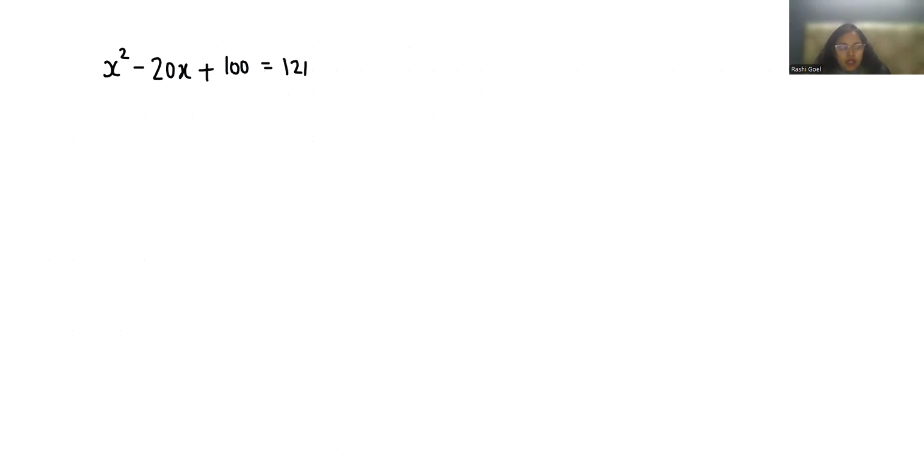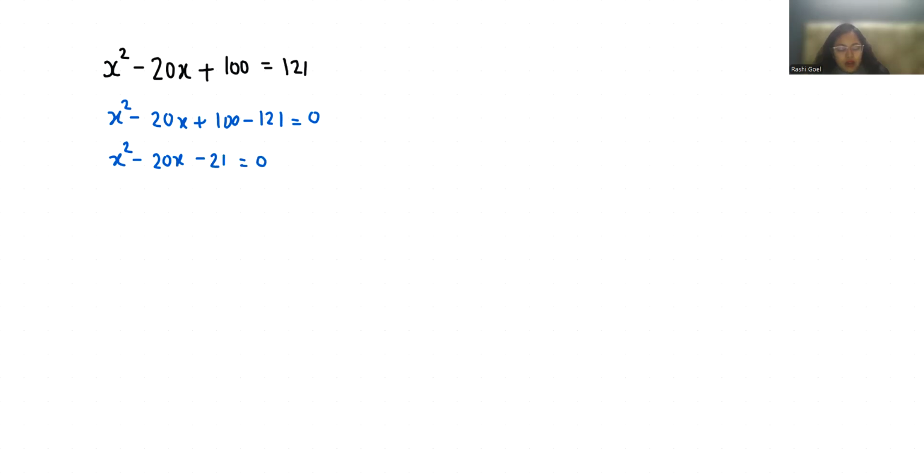Minus 20x plus 100 is equal to 121. So let's start with today's video solution. First, we rearrange this equation x square minus 20x plus 100. Take this 121 to this side, negative 121 is equal to 0. So x square minus 20x plus 100 minus 121, which is minus 21, is equal to 0.